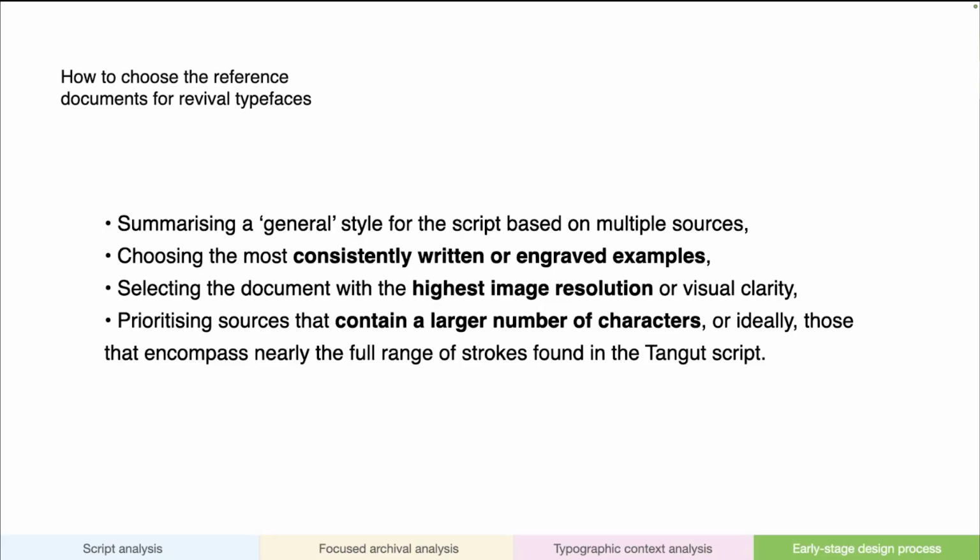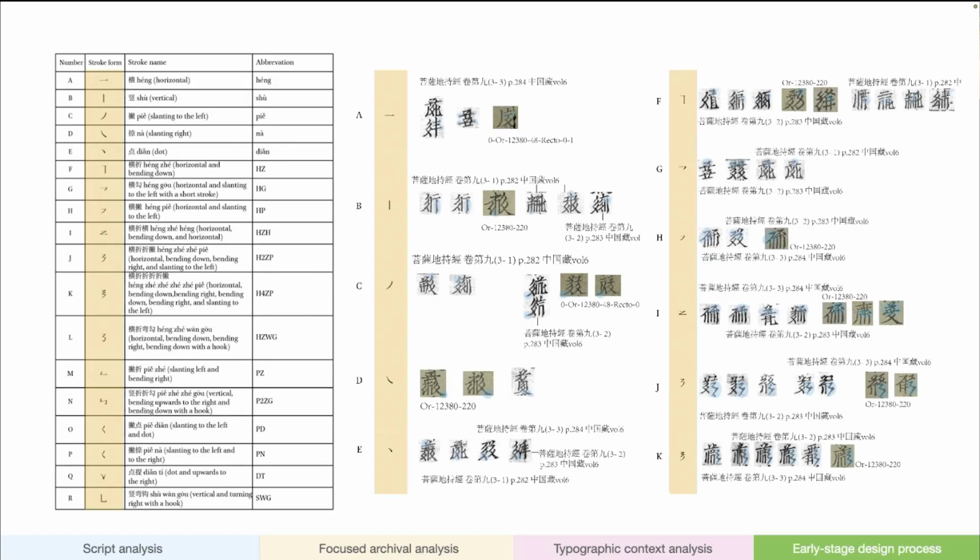So before starting the design, it is also necessary to select suitable reference documents, and this usually involves summarizing a general style from multiple sources and choosing the most consistent examples, and prioritizing image resolution and choosing documents that cover more characters. The same approach is used when selecting the reference characters.